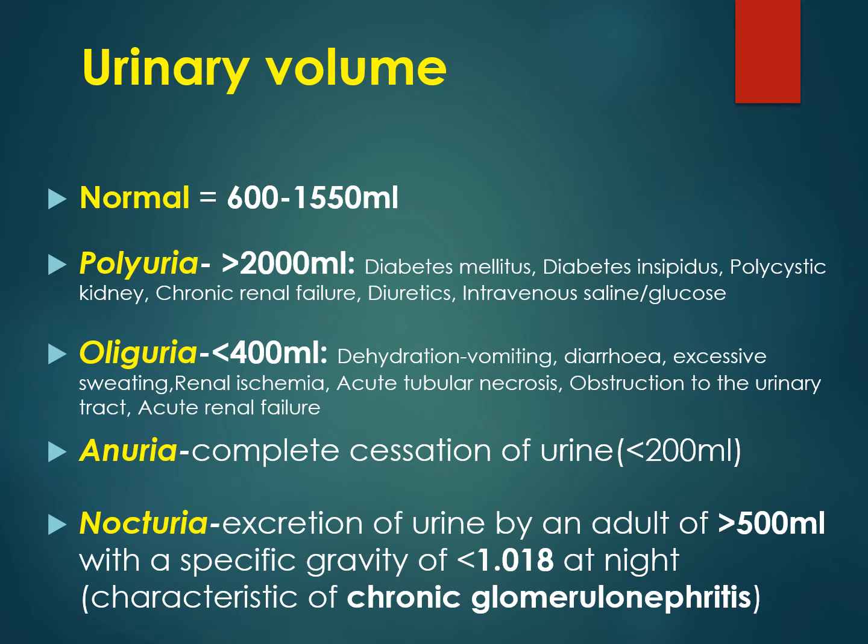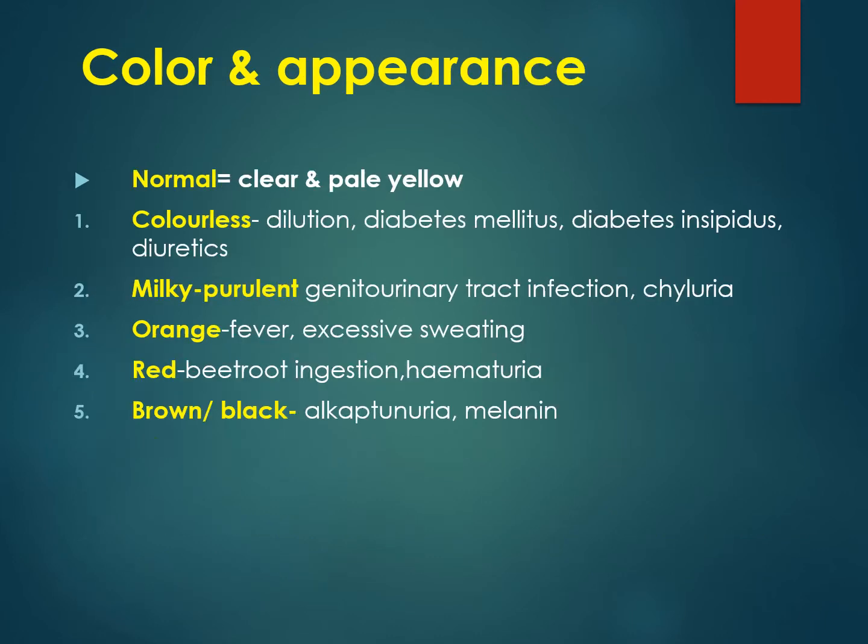Nocturia is meant as excretion of urine by an adult, less than 500 milliliters, with a specific gravity of less than 1.018 at night, and this is characteristic of chronic glomerulonephritis. So just by knowing the amount of the urine, the duration, and when it happens, it's very important for us to know so as to judge or to think of certain diseases of the kidney.